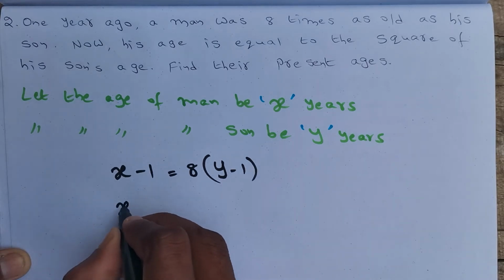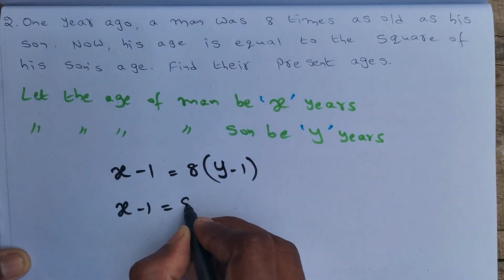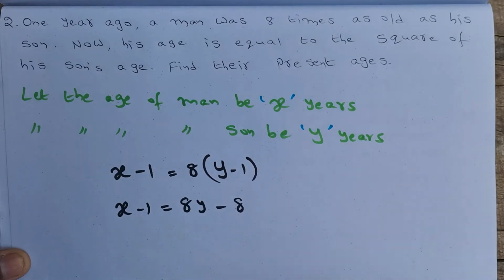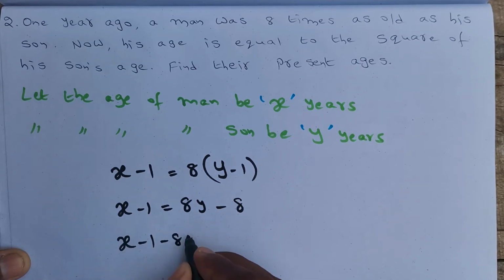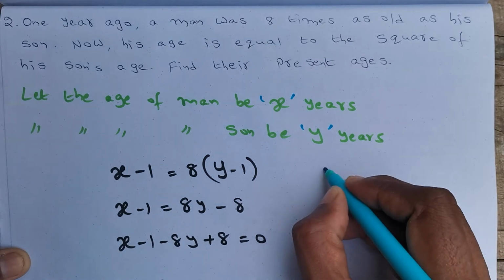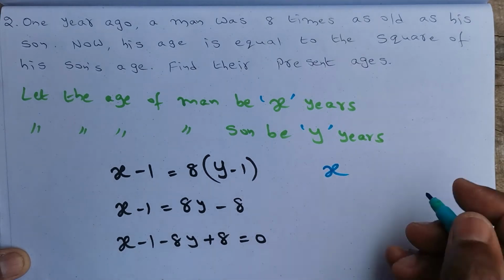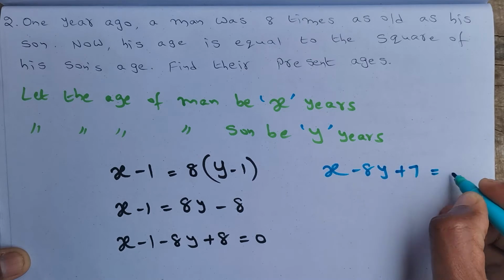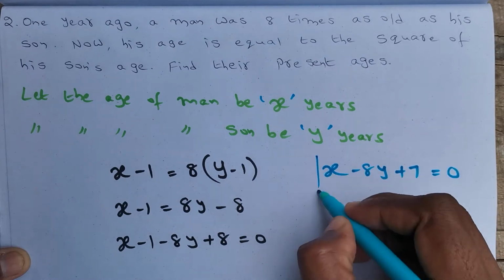X minus 1 is equals to 8 into y, 8y minus 8 into 1, 8. Everything I will take one side. X minus 1 minus 8y plus 8 is equals to 0. Now, x only one term is there, so as it is x minus 8y minus 1 plus 8, plus 7 is equals to 0. This is equation 1.